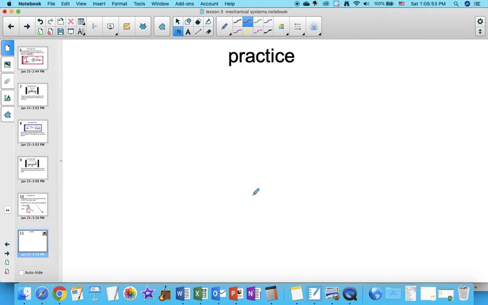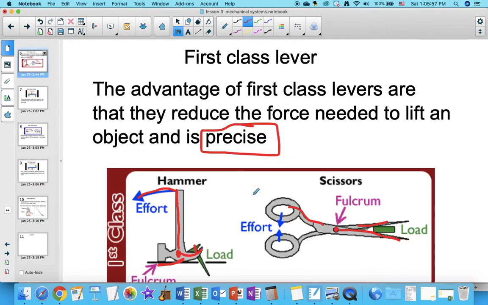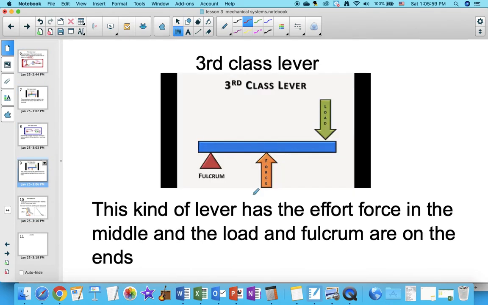So we're going to do some practice in class. Hopefully this made sense of the three different types of levers. The tricky part is remembering that a third class lever doesn't actually make it easier to lift something. It actually makes it easier to shoot things very fast or far, or to launch things, right?